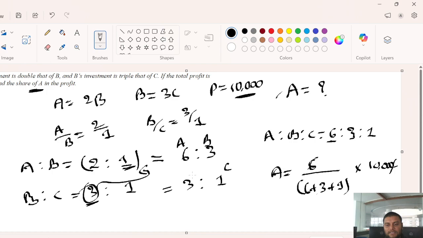So 1 0 will get cancelled. You will be having 600 rupees as the profit. 10, so 1 0 will cancel. We will be getting 600 as A's profit. Yes. 10,000. So 6,000 will be the A's share, not 600. One more zero is there. 6,000 is the A's profit.